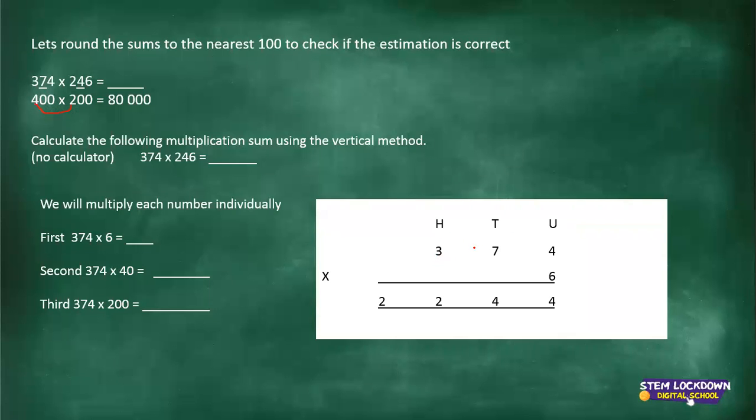Then write the number 374. So now first we're going to multiply the number 6. So we take 374 multiplied by 6. So we take 6 times 4. So 6 times 4 is 24. And then we're going to carry the number 2.